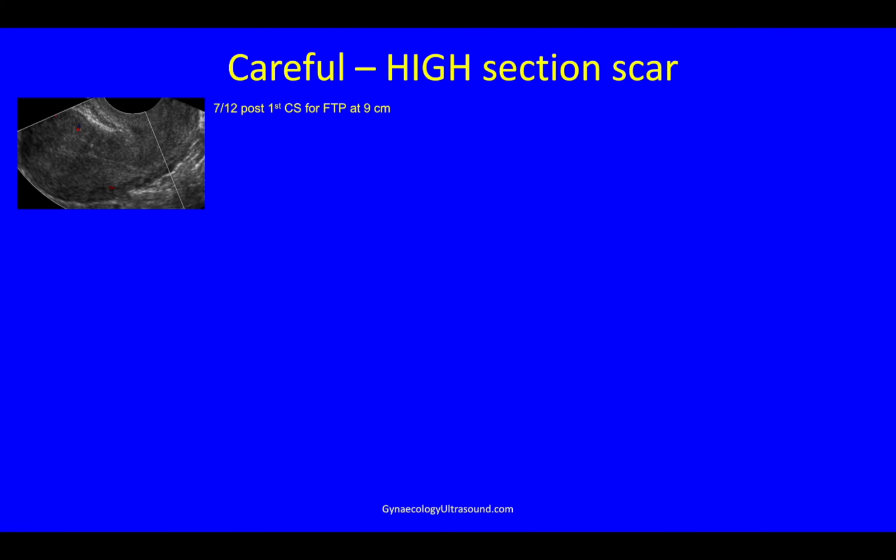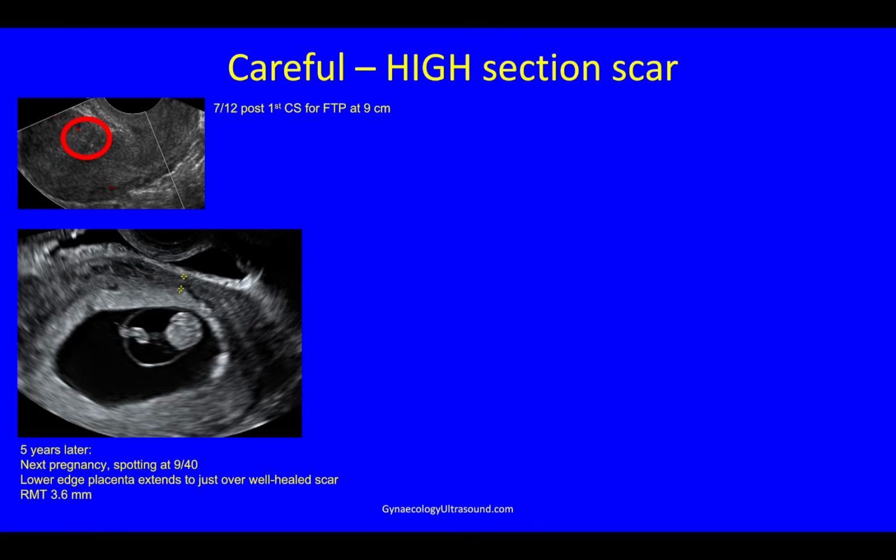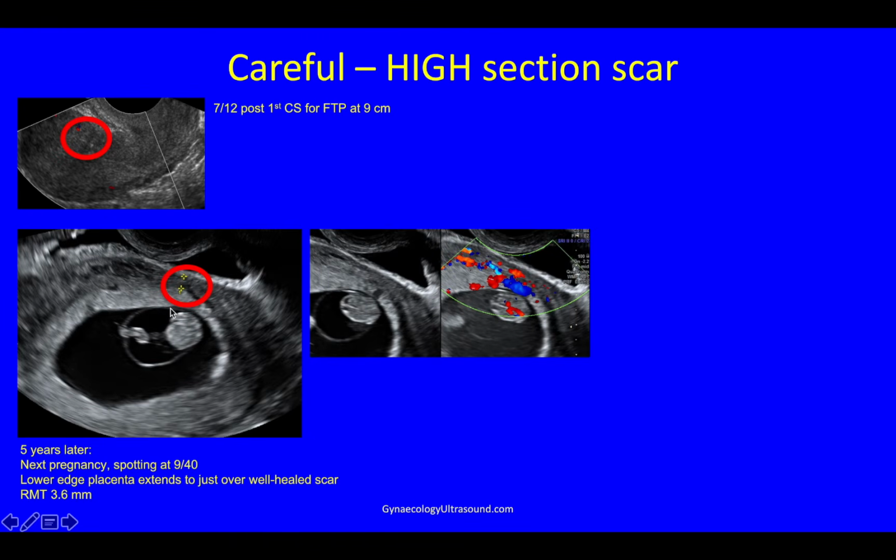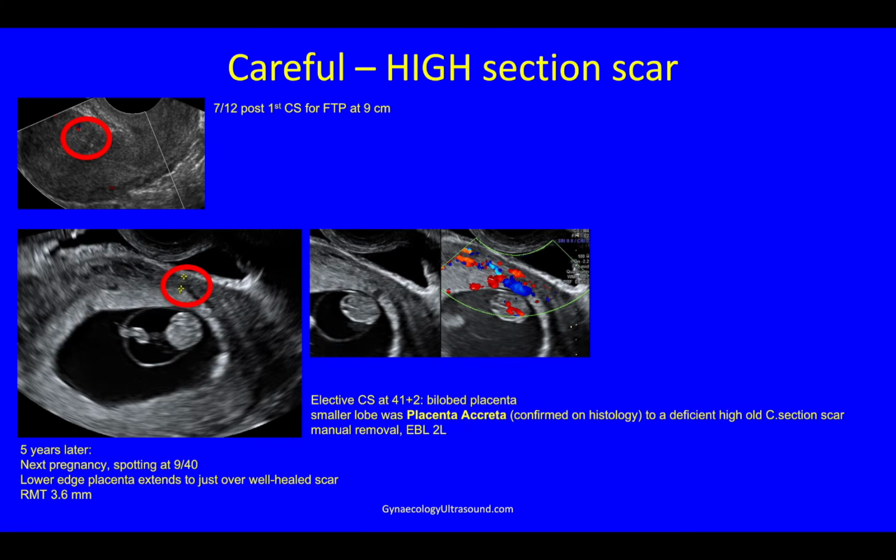Some people's section scar is very high, and this is an image showing 7 months after the first section for failure to progress. And when she became pregnant 5 years later, she had some spotting, and you can see that's where the scar is, and this placenta is just embedded over the top of it. And when it came to her caesarean section, she had a bilobed placenta, and there was a little lobe here that was placenta accreta attached to a high deficient old section scar.